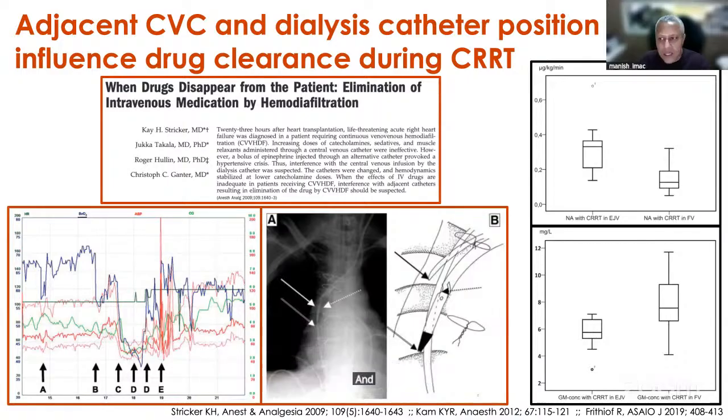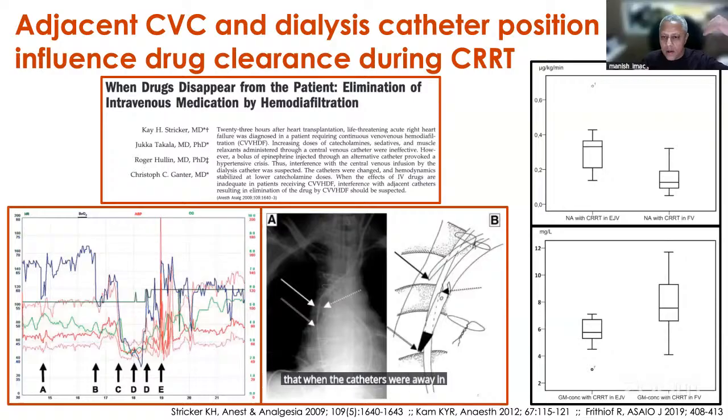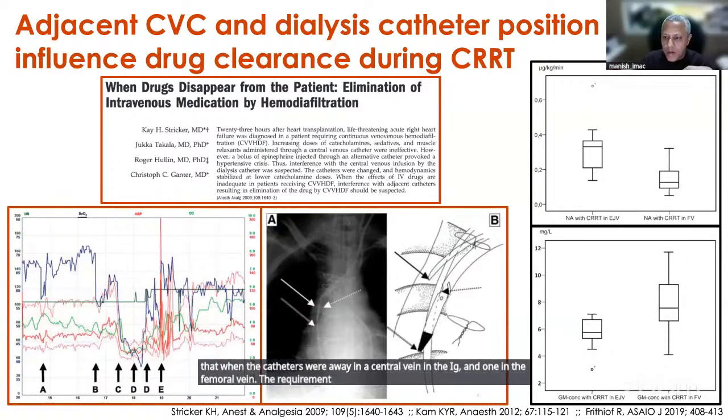And they have also done some animal studies wherein they sited the central and dialysis catheters both in the external jugular vein, and then one in the external jugular and one in the femoral vein. And you can see that when the catheters were away from each other, one in the IJ and one in the femoral vein, the requirement of the noradrenaline dose to maintain a certain blood pressure was relatively lower as compared to when they were both in similar veins or in close proximity to each other.